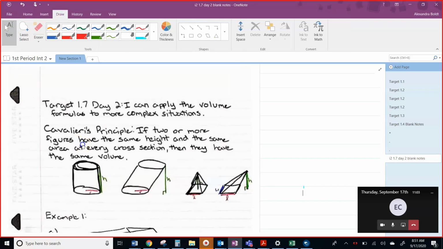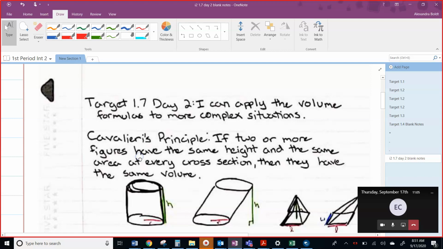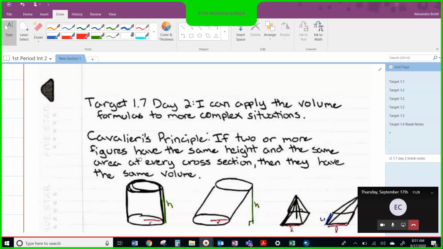So our target 1.7 day 2 says I can apply the volume formulas to more complex situations. Okay, so today we're going to still use those volume formulas, but again, we're going to be doing some more things with them and some more interesting things with them. So the first thing we're going to look at is Cavalieri's principle.